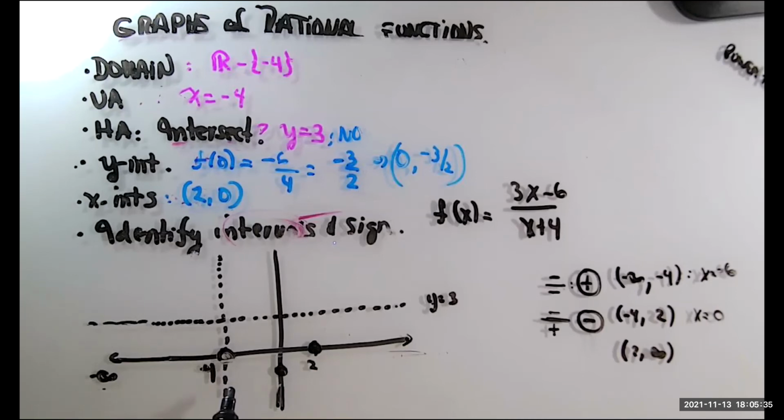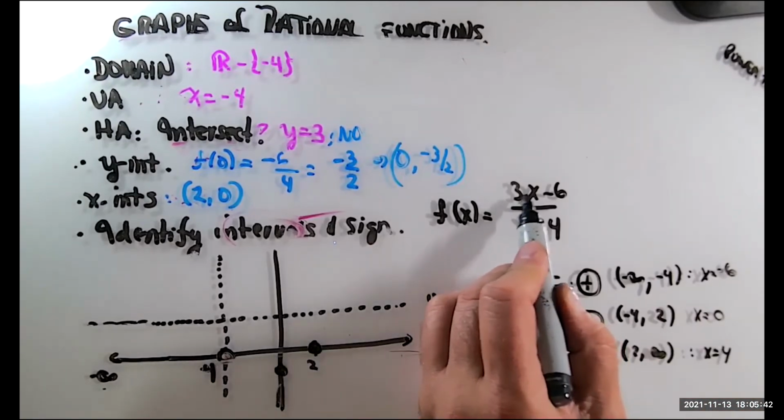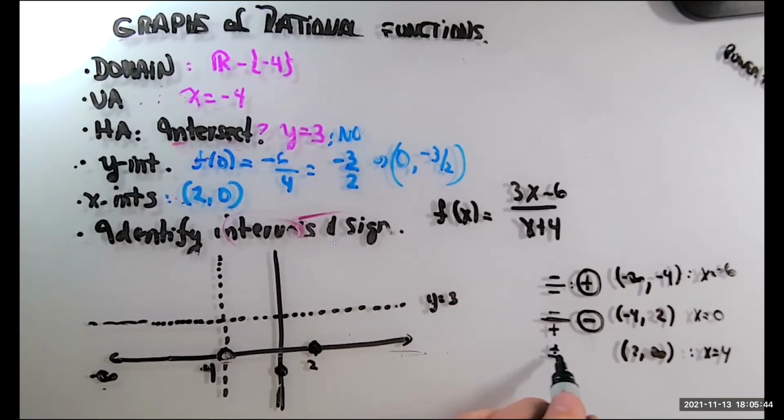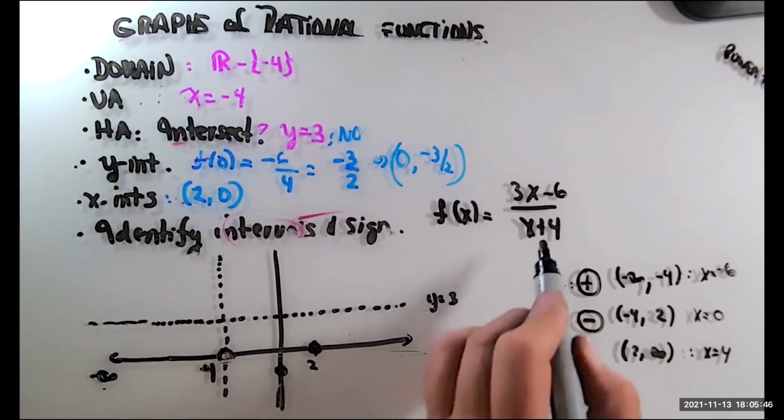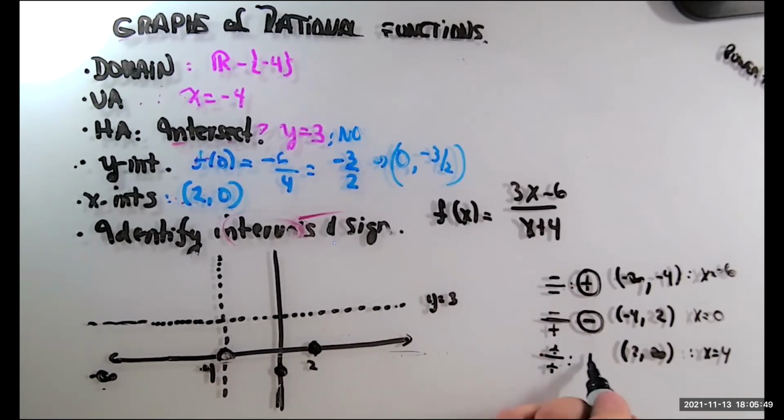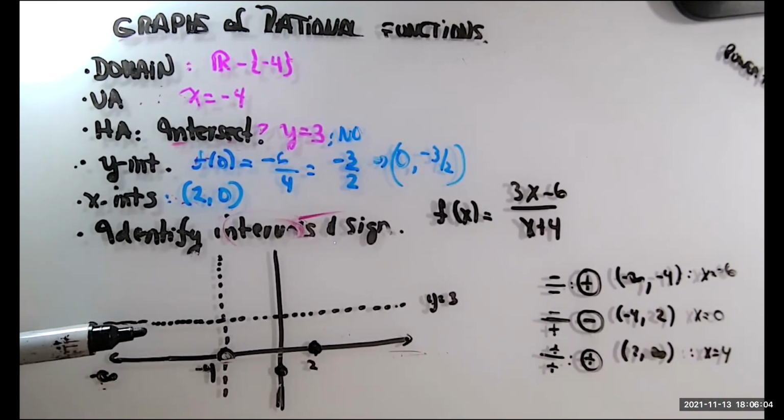Last but not least, any number bigger than 2. So let's go ahead and use 4. 3 times 4, 12 minus 6, that will be positive. 4 plus 4 is 8, positive over positive, positive. Okay, so now let's see if we can have a very rough graph based on the information we have. We know that between -infinity and -4, the function has to be positive. So I need to be above the x-axis.